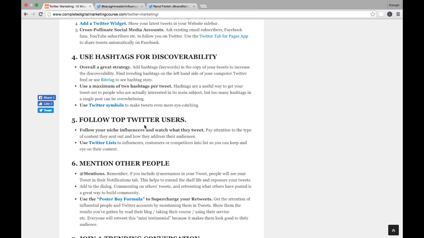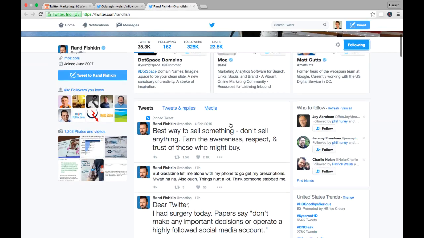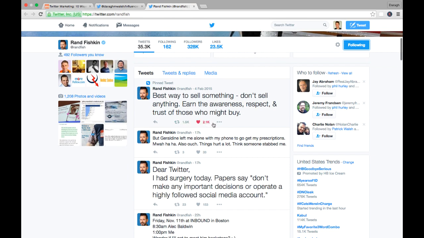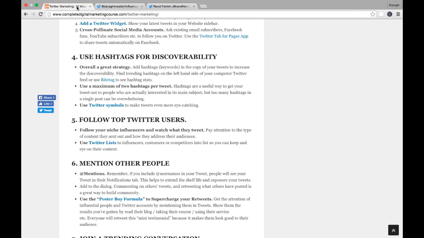It's by following top Twitter users, seeing what they're doing, putting them then into a list so you can monitor them closely and essentially do what they're doing, do what is being successful. All of the information about what is successful is out in the open here. You can see the retweets, the shares. So it's very easy for you to identify what's working for them and essentially model that same type of strategy. All right, so that's tip number 5.